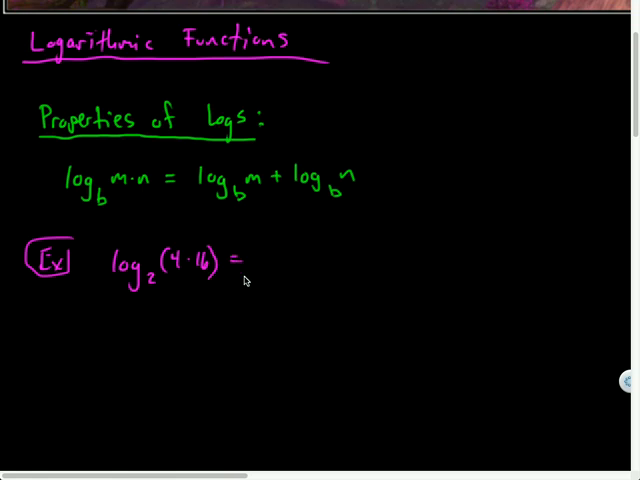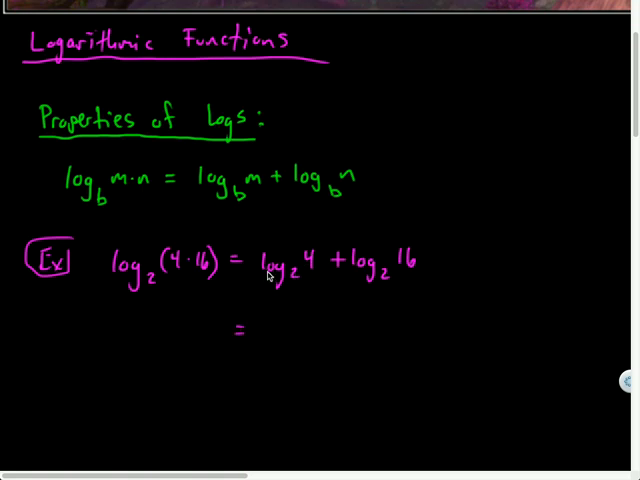All right. So according to this property, now I could just multiply those and solve this another way, which we'll use as a check in a moment. But according to this property, that should be the same as log base 2 of 4 plus log base 2 of 16, right?